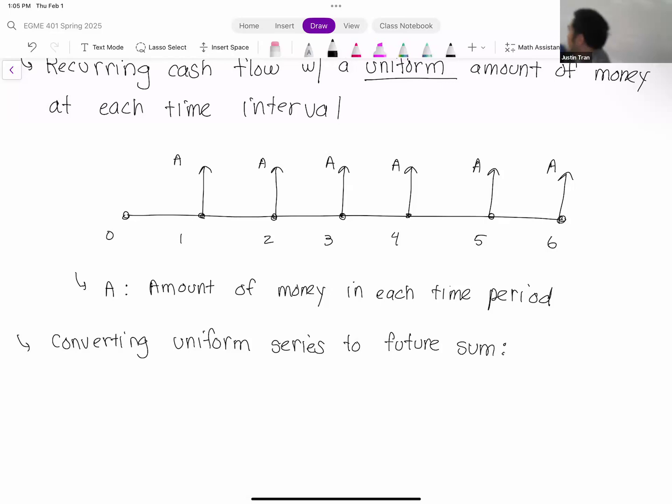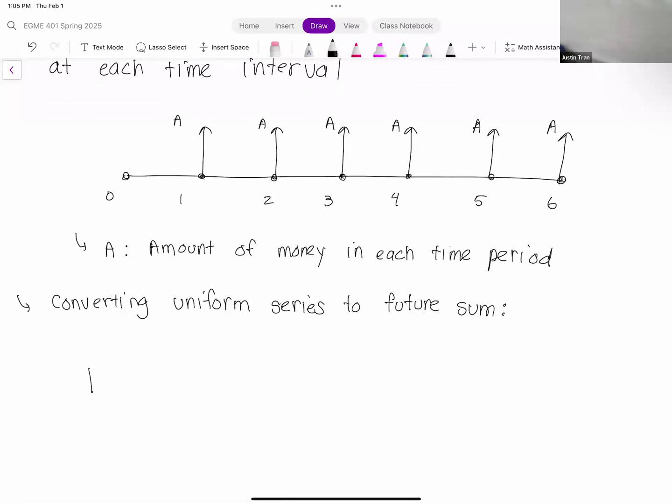And I'm sorry, I don't have a better name for this formula. That's literally what it's called. Okay. And so we said our formula here was F is equal to A times quantity 1 plus I raised to the n power minus 1, all divided by I.